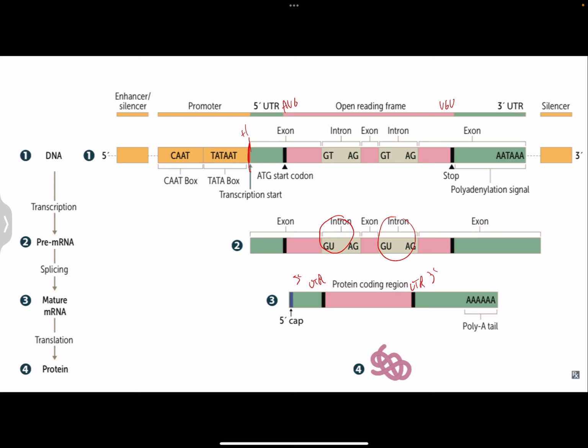And actually, sorry, the UTRs are right here. I actually misread that. This is just showing you the start and the stop.